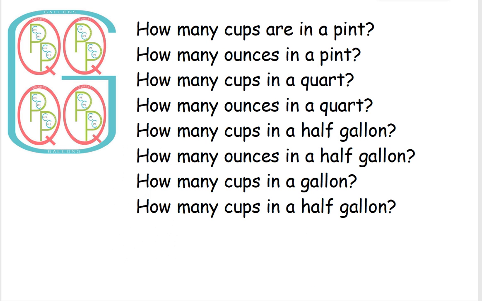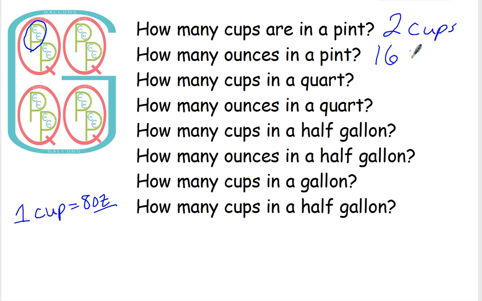Okay. So here we just have some questions. First one is how many cups are in a pint? So remember, 1 single pint has 2 cups in it. So how many ounces are in a pint? Well, 1 cup equals 8 ounces. And ounces is OZ. So that means that 2 cups would be equal to 16 ounces.